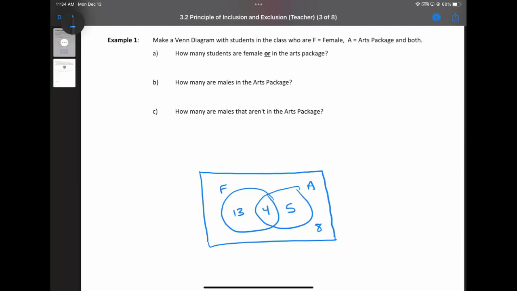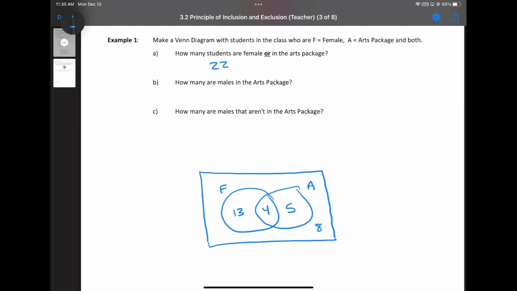The question now is, can we answer these other problems without actually asking the class? Part A: how many students are female or in the arts package? So how many students meet at least one of those criteria? Looking at the diagram, you have to be inside one or both of those bubbles, so it's anyone except for the 8 on the outside. Whether you add the 13, 4, and 5 or subtract 8 from 30, you'll get the same answer: 22. It's whether you want to do direct, which is adding the three, or indirect, which is 30 minus the 8. It's your call.